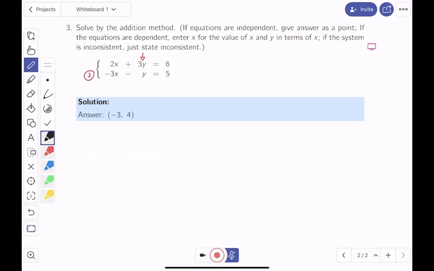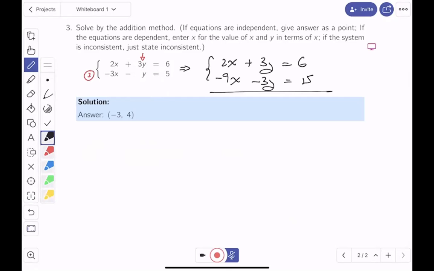And what do you get? I'll put that down for you. You get 2x plus 3y equals 6. I've done nothing to the top equation. The bottom equation I multiplied by 3. So you get minus 9x minus 3y equals 15.